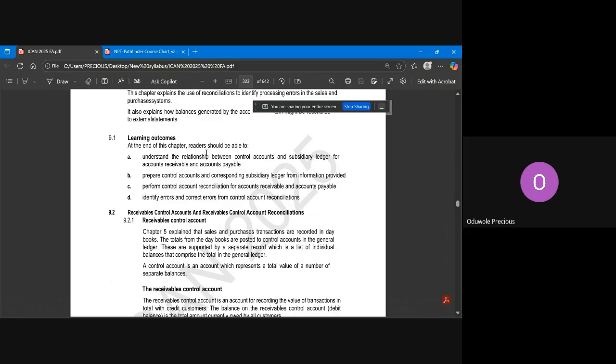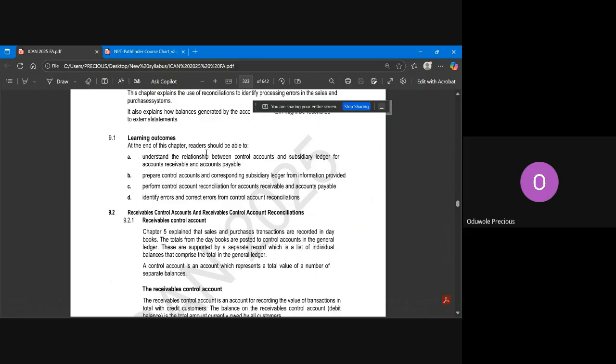Then you can also use it for reconciliation purposes, right? You can use it to reconcile, because you know that your control account record might be different from your general ledger record. If there is a difference there, you have to reconcile it. So it can be used for reconciliation purposes also.